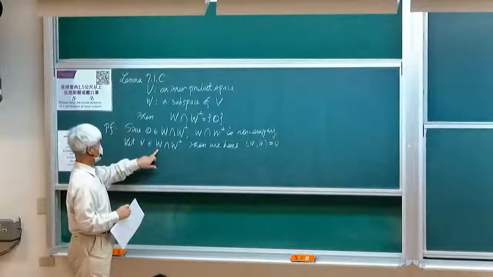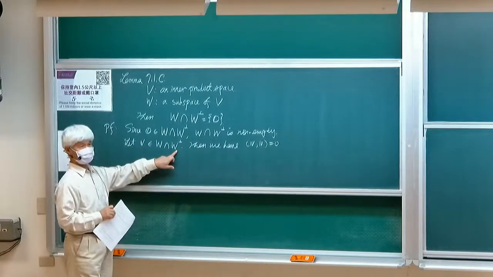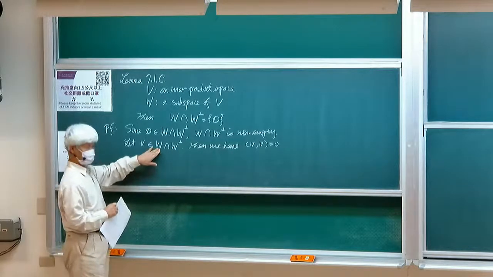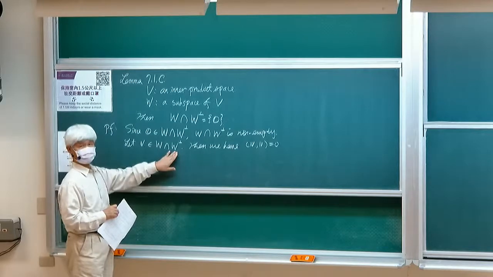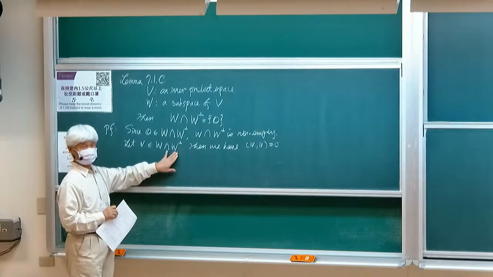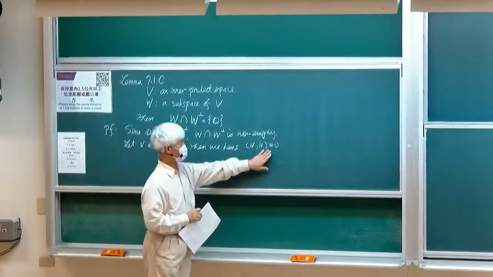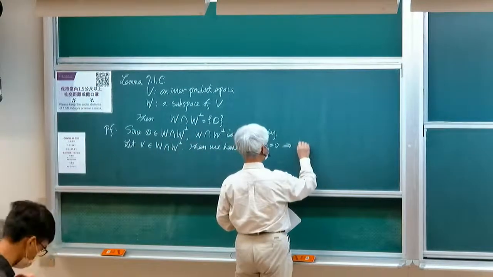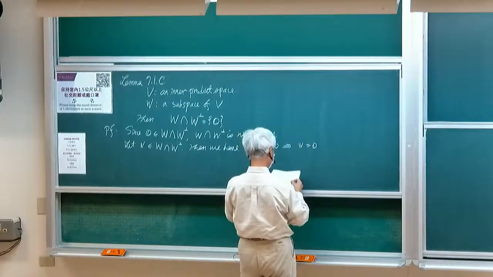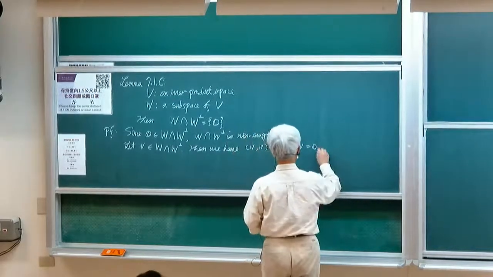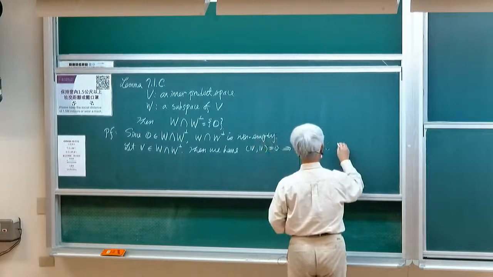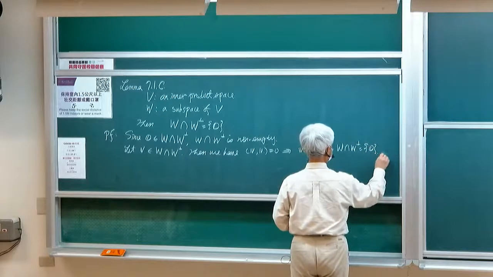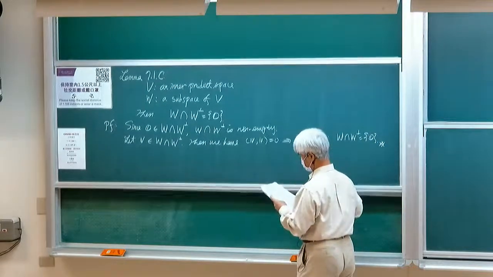V in W, and also V in the orthogonal complement. And we know every vector in W is orthogonal to every vector in its orthogonal complement. So we have this inner product to be 0, and so by positivity, this is the 0 vector. Okay, so we have this result.